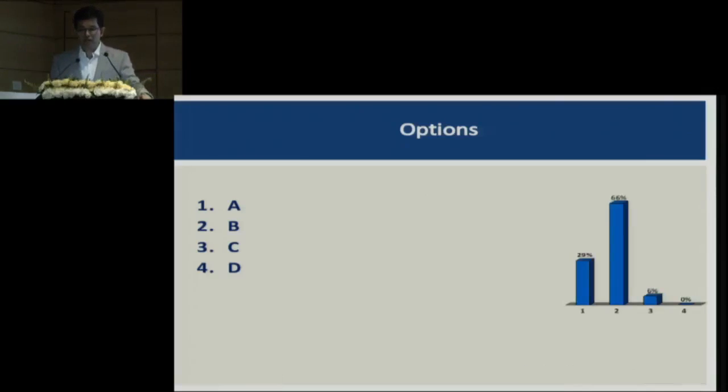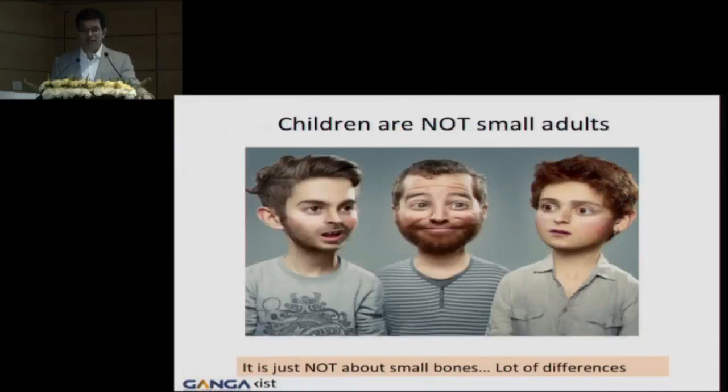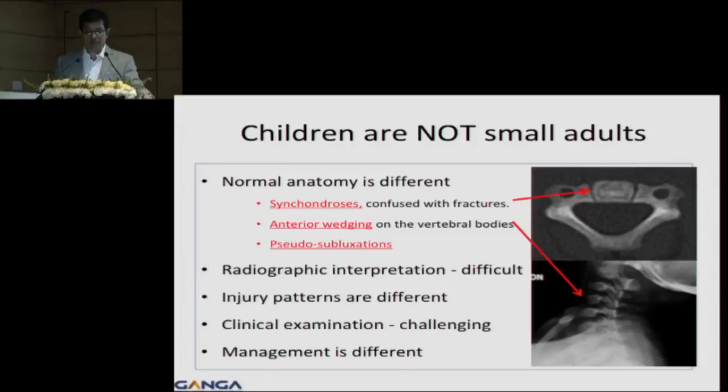Right. I think you have heard this statement time and again in the last 2 days: children are not small adults. That statement holds good for the management, especially for the diagnosis of children with pediatric spine injuries. What we are dealing with is not just about small bones. A lot of differences exist. These are some of the important things which you should know.